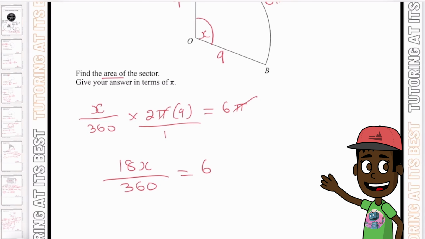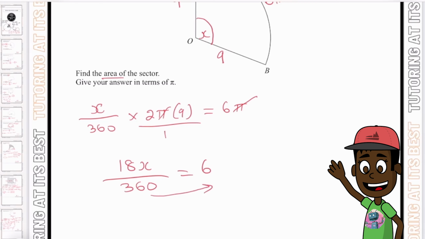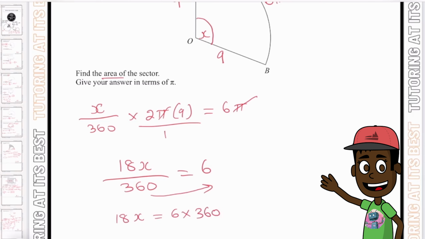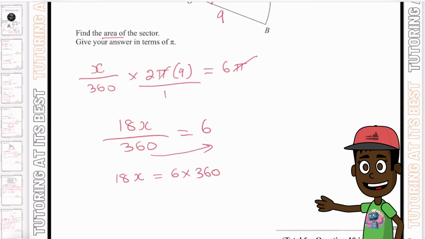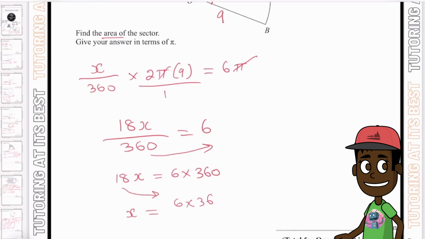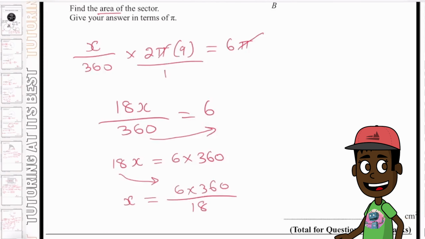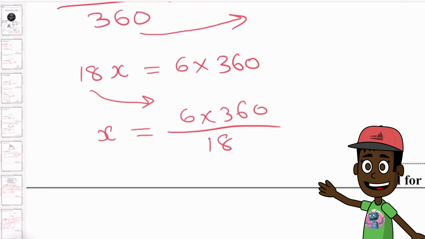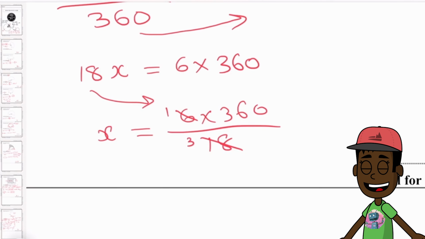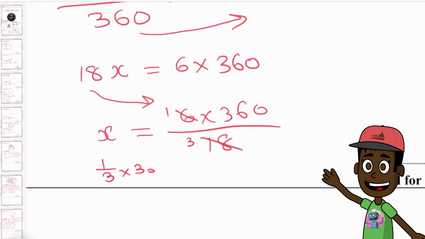So again, what we need to do is calculate the value of x. So now let's go ahead and take that 360 over. So we have 18x equals 6 times 360. We can go ahead and take the 18 over, so that becomes x equals 6 times 360 divided by 18. But now we can simplify this. Because they're both divisible in the 6 times table, we can cancel out 6 to make it 1, and cancel out 18 to make it 3. So now we have 1 over 3 times 360.